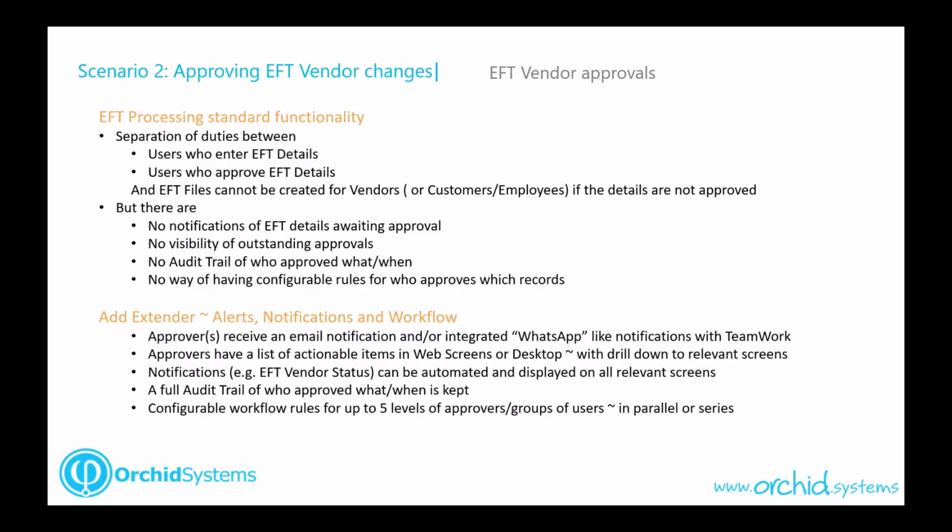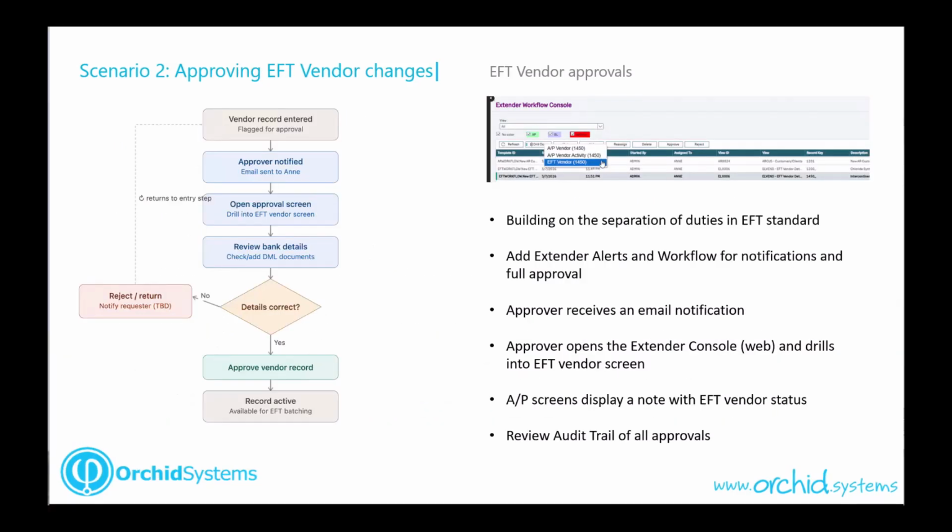But if you add Extender, alerts, notifications, and workflow, then your approvers can receive an email notification. Approvers will have a list of all their actionable items on the web screens or on the Sage desktop, with drill down to the relevant screens. Notifications like EFT vendor status can be automated and displayed on all relevant screens. A full audit trail of who approved what and when is kept. And you've got the ability to have configurable workflow rules, up to 5 levels of approvers or groups of users, and these approvers can either be in parallel or in series. And this is what we're going to have a look at now.